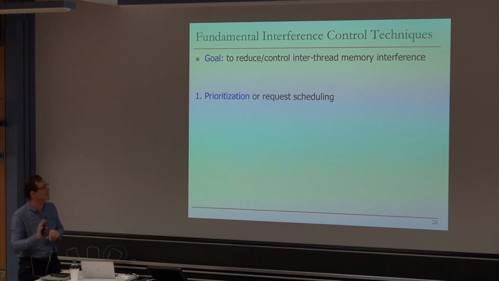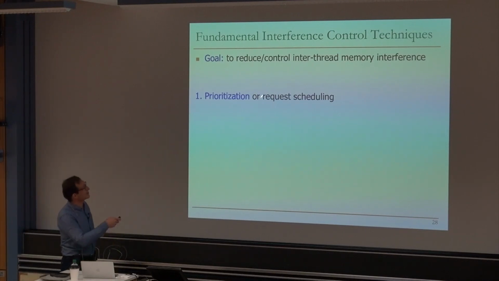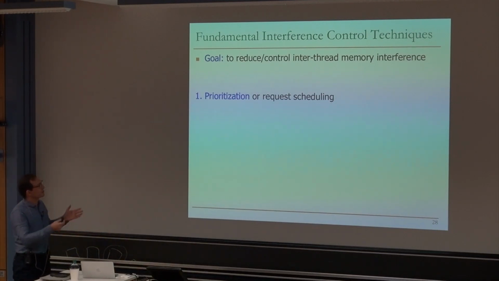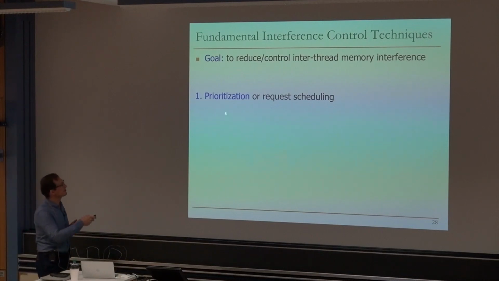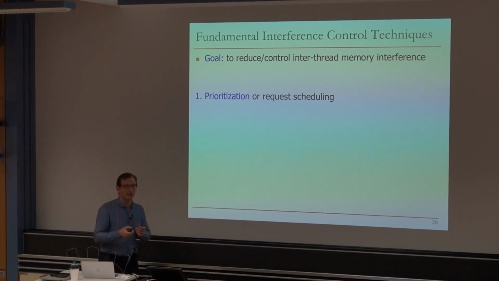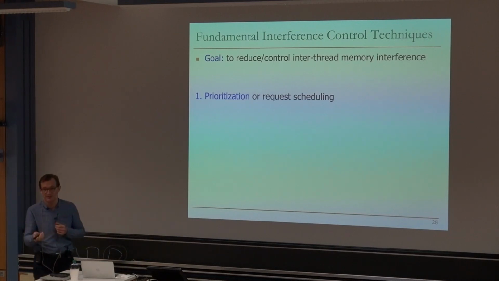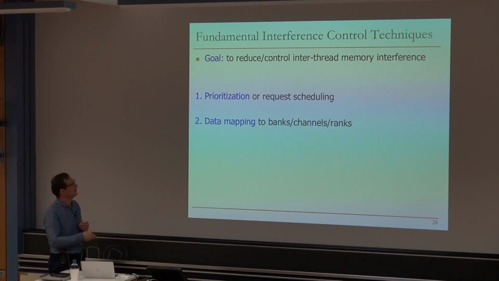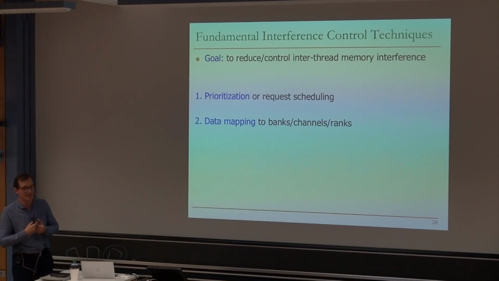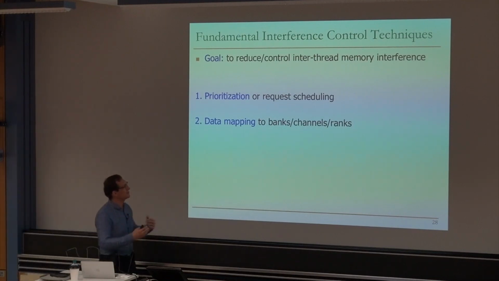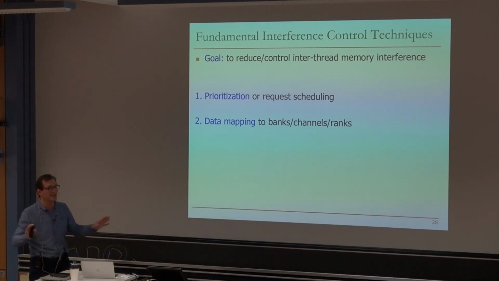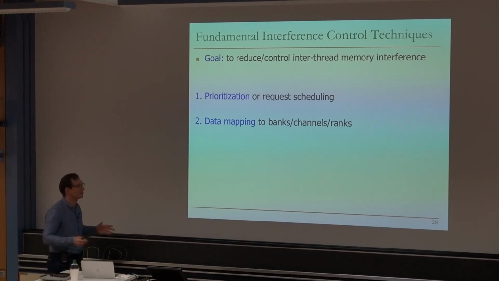We're going to talk about 4 different techniques. The goal, again, is to reduce and control interference in the memory system, but these are actually beyond the memory system also. So there are 4 ways of doing this. One is prioritization or request scheduling. You schedule the requests such that you can reduce or control interference, and we're going to talk a lot about that. The second is data mapping. We discussed this. By doing your data mapping intelligently across controllers, banks, channels, ranks at different granularities, you can reduce the interference or control the interference.